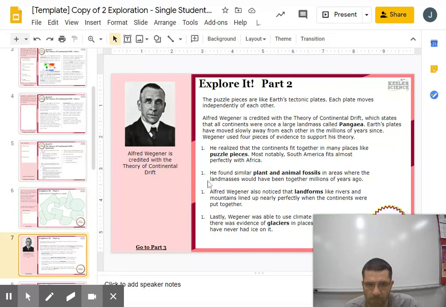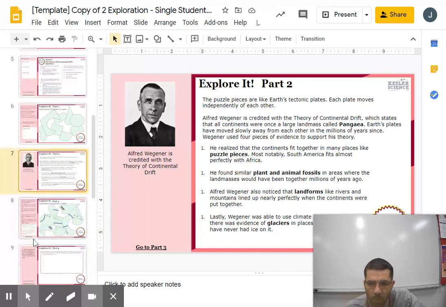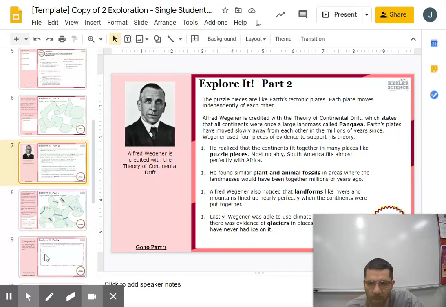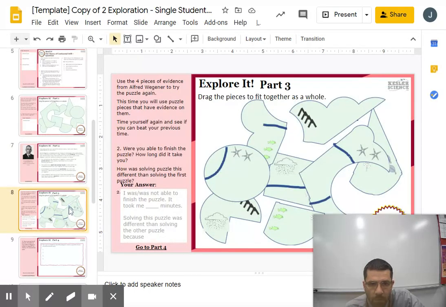Slide 7. You have to read this. It's giving you the evidence that Alfred Wegener examined that led him to propose this theory of continental drift. So read through this. You're going to have to record it on slide 9.